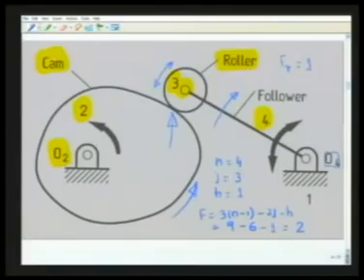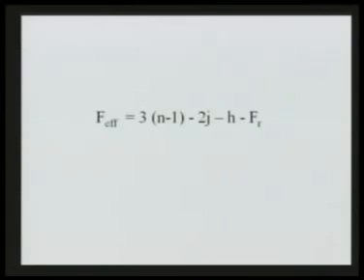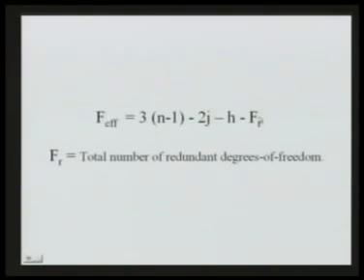In view of this redundant degree of freedom, let us modify our equation which we obtained earlier. Now that we have seen there can be some redundant degrees of freedom, let us modify the formula in view of this. F effective, that is really the input-output relationship, is given by 3 times (n minus 1) minus 2j minus h minus Fr, where Fr is the total number of redundant degrees of freedom.